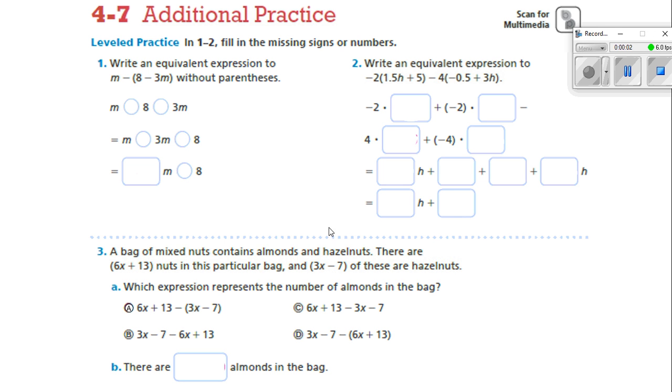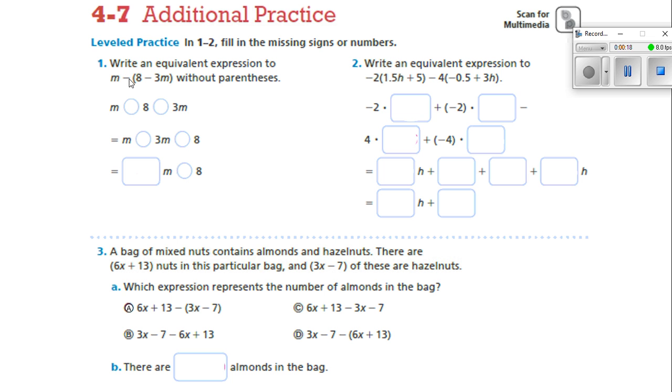All right, we're going to begin our homework on subtracting expressions. Let's go ahead and begin. First, it says fill in the missing signs or numbers. Number one says write an equivalent expression to represent m minus 8 minus 3m.